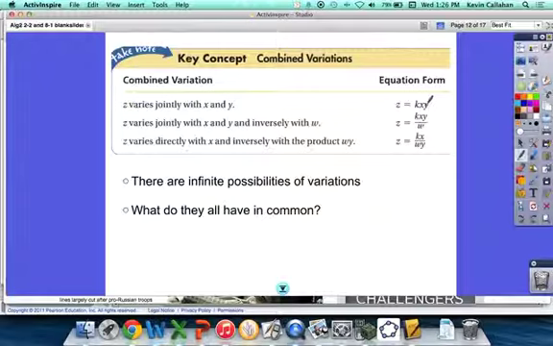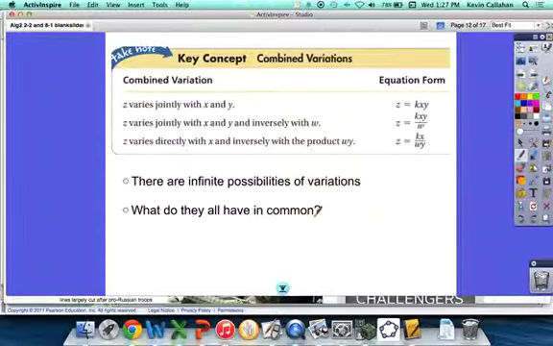z varies jointly with x, y, and inversely with w to the fourth power. You can come up with any number of variations like this, and you will see different kinds. You're probably never going to see something as easy as here's a direct variation or here's an inverse variation, solve it. It's almost always going to be more complicated than that. So keep in mind, there are an infinite number of possibilities of variations.